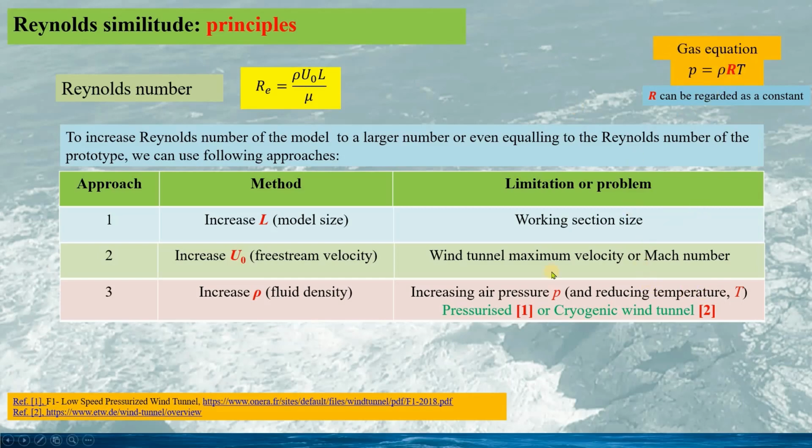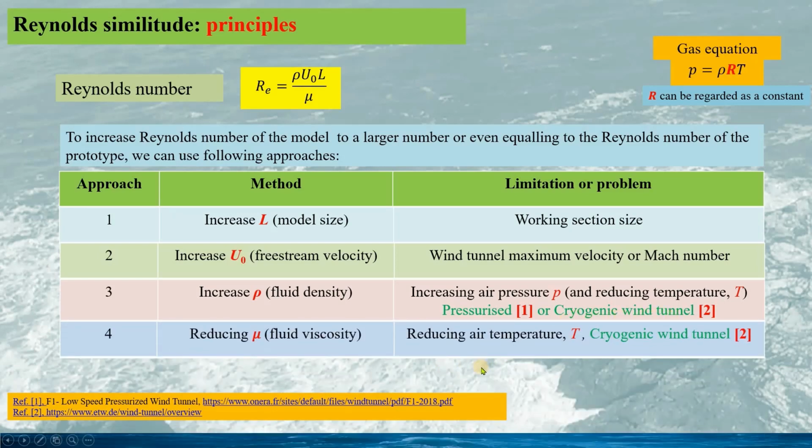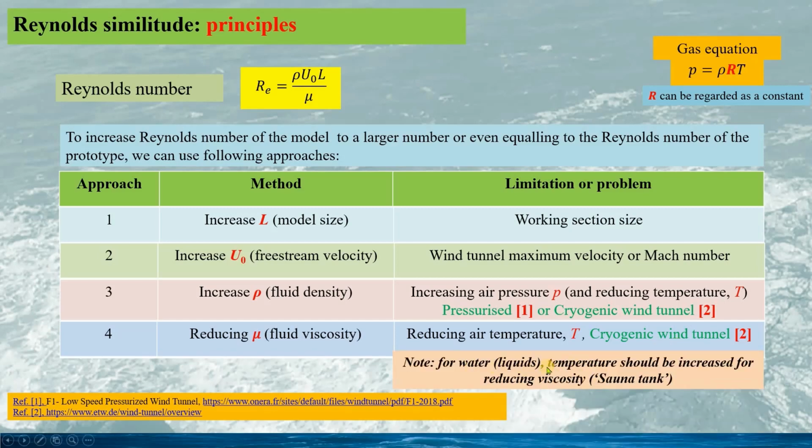Based on this gas equation, we can achieve a large Reynolds number by a pressurized wind tunnel or a cryogenic wind tunnel. And we can also reduce the fluid viscosity. This can be done by reducing the fluid temperature in the wind tunnel, such as in the cryogenic wind tunnel. This is different for a liquid like water. Temperature would be increased for reducing viscosity, as shown in my talk, Fluid Similitude, the sonar tank.